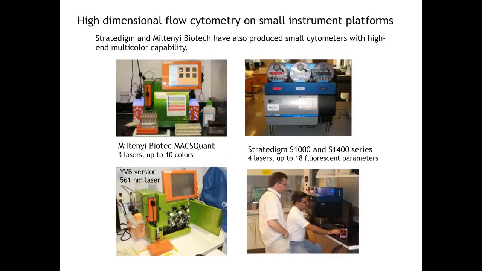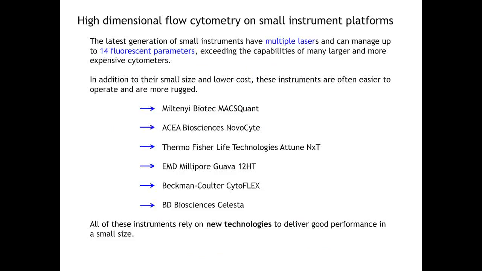What we see more recently, though, are smaller frame instruments where the cost is starting to come down. The Miltenyi Biotec is on the left. This is a 10-color flow cytometer that uses 3 lasers, a very small footprint, very easy to maintain. The Stratedigm instruments are on the right. These are also small cytometers that can be equipped with 4 or more lasers and do up to 18 fluorescent parameters. So we now have a lot of instruments like this on the market that are capable of this level of analysis.